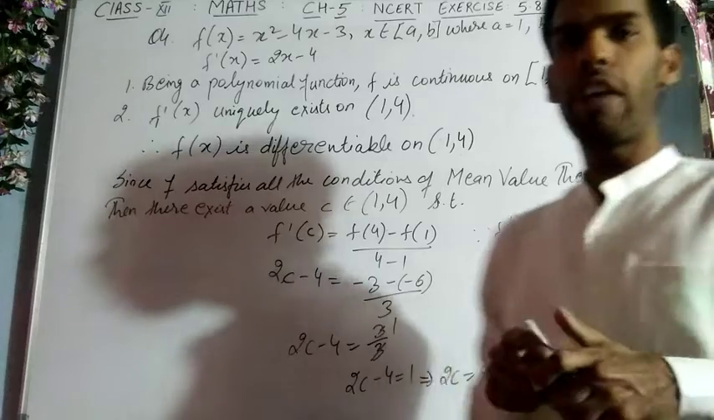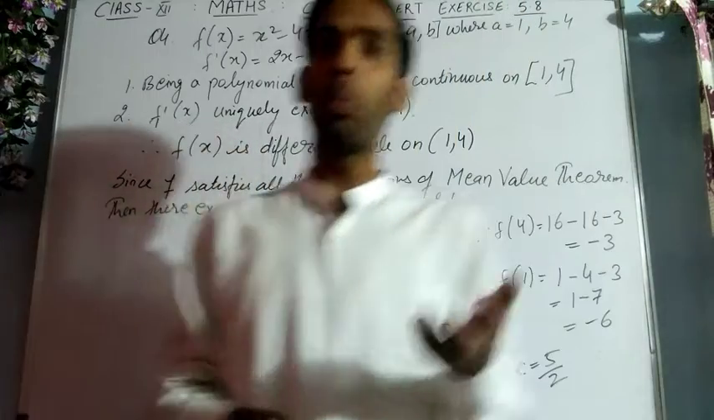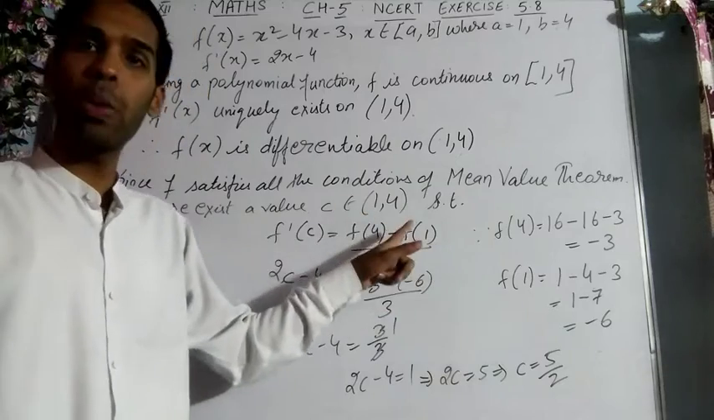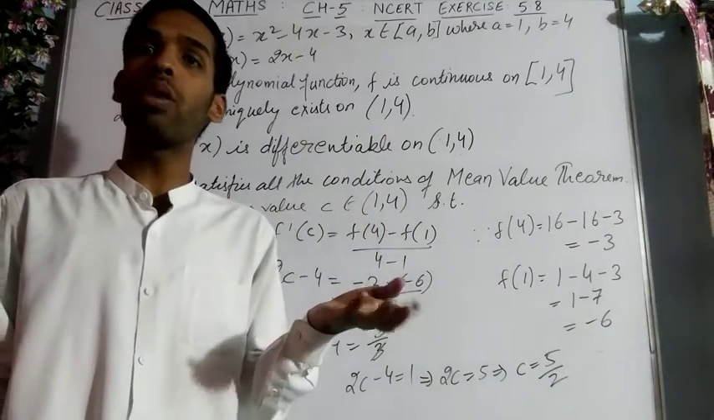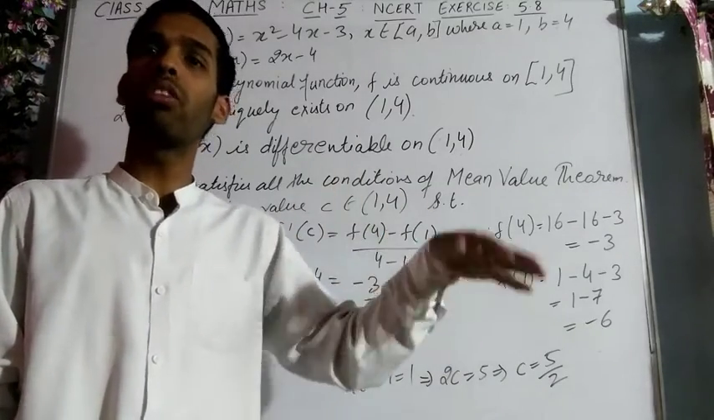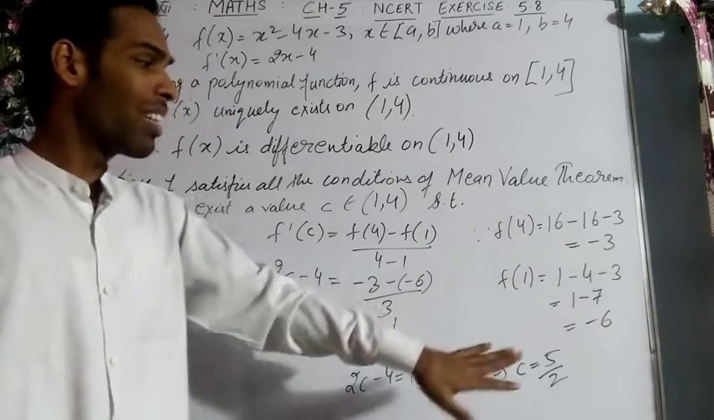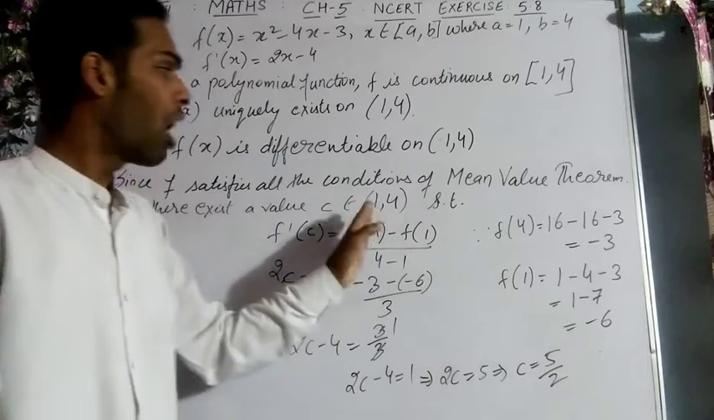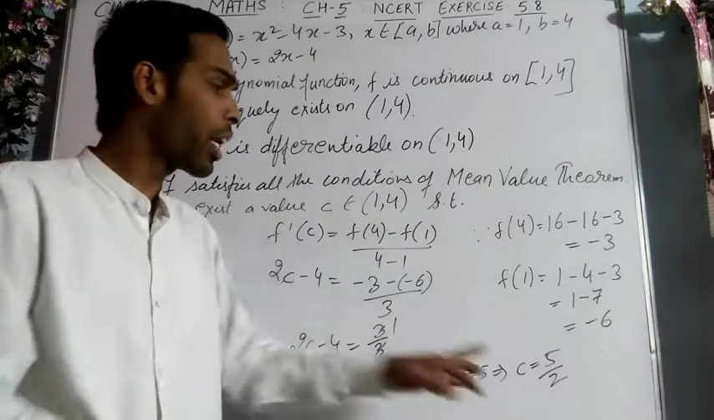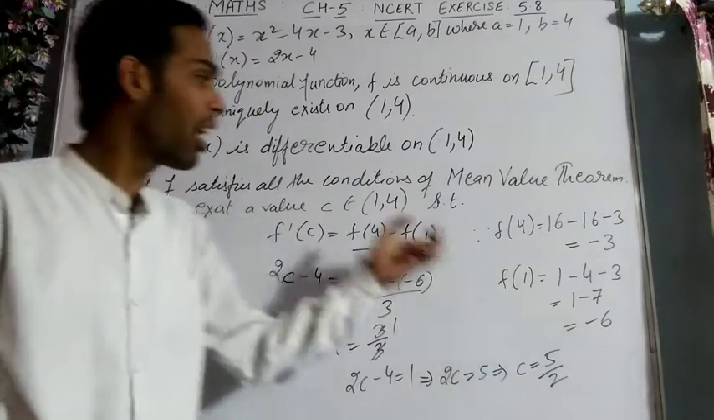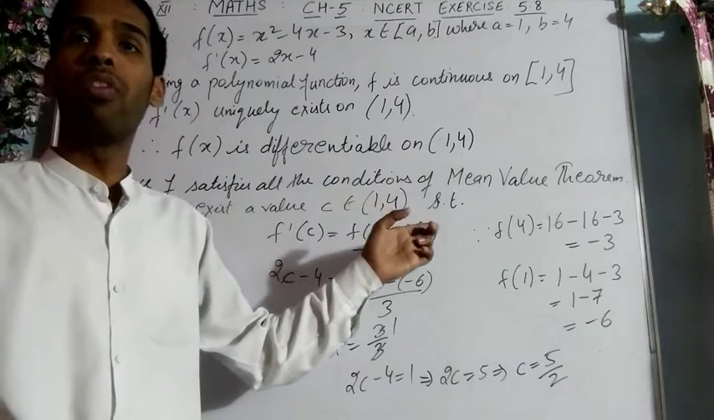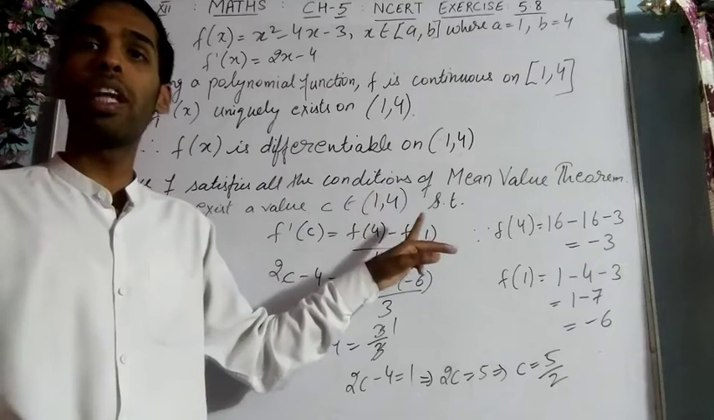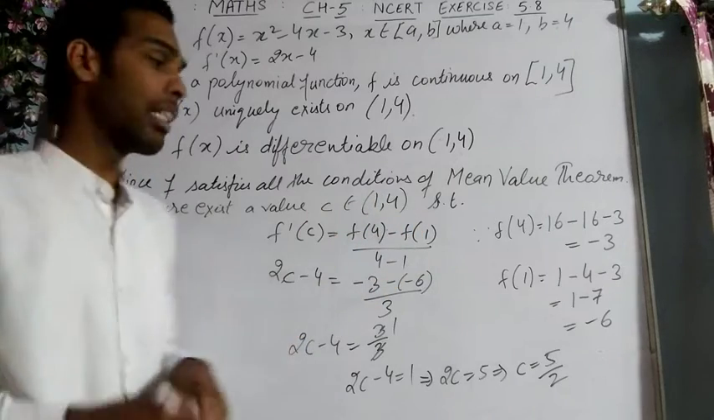So what is the value of 5 by 2? That is 2.5. So देखिए क्या ये जो वैल्यू 5 by 2 है वो इस ओपन इंटरवल के बीच में आ रही है. 1 और 4 के बीच में कौन कौन सी वैल्यूज आएंगी? 1.1, 1.2, 1.3 up to 3.9. So is this value 5 by 2, 2.5? Of course, because 2 और 3 के बीच में क्या आएगा? 2.5. So this value exactly lies in between 1 and 4, open interval 1 and 4. So since this value is lying between open interval 1 to 4, so that means the theorem is verified.